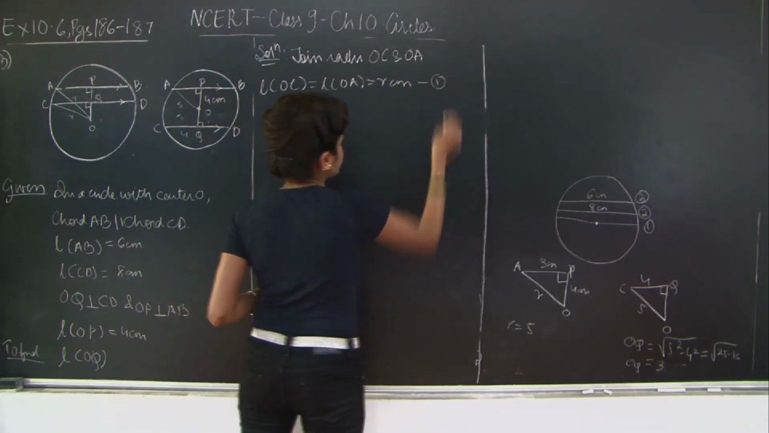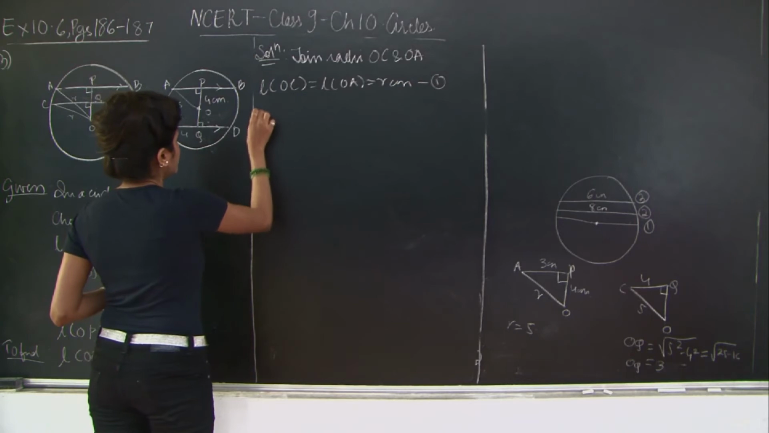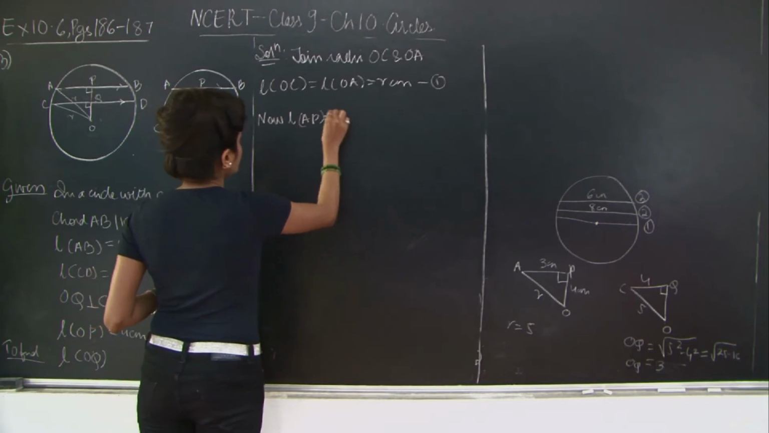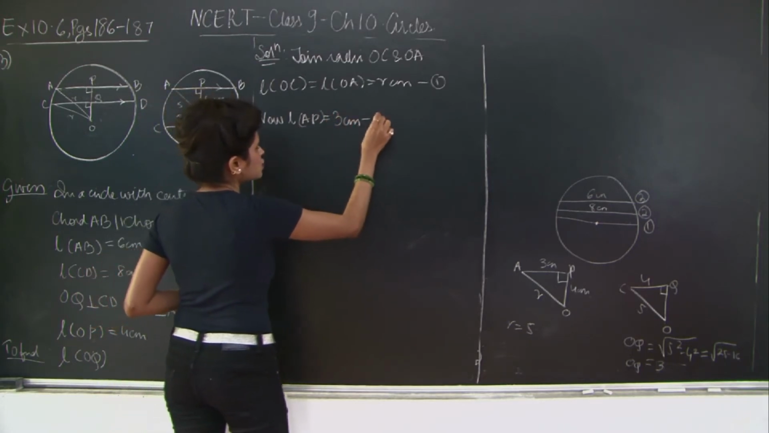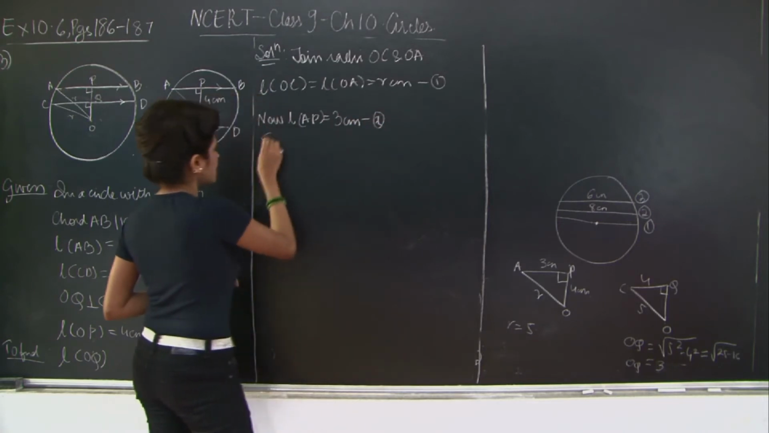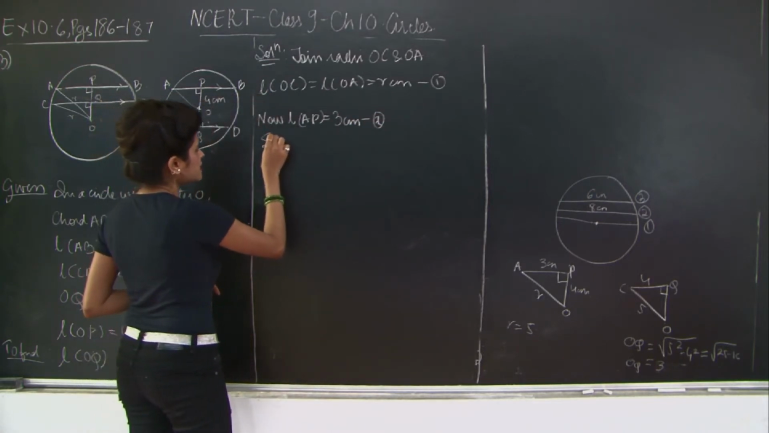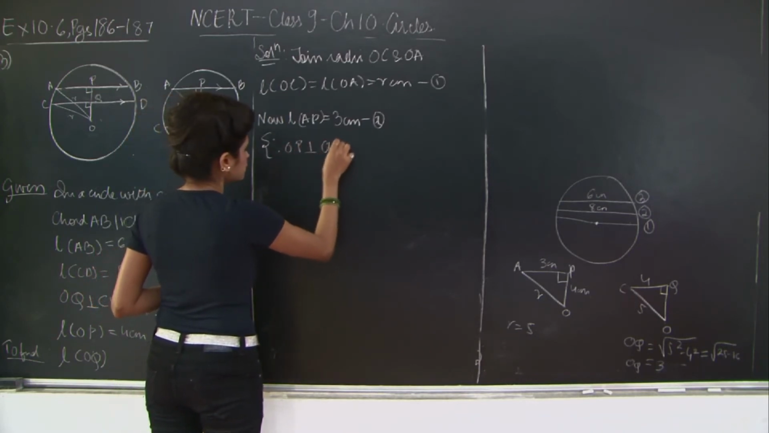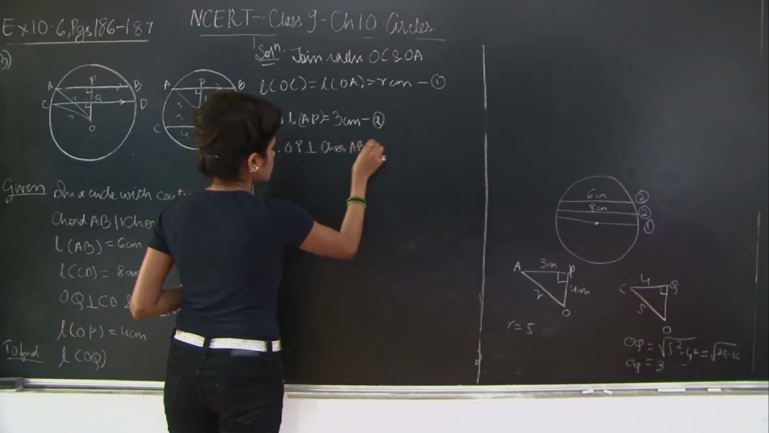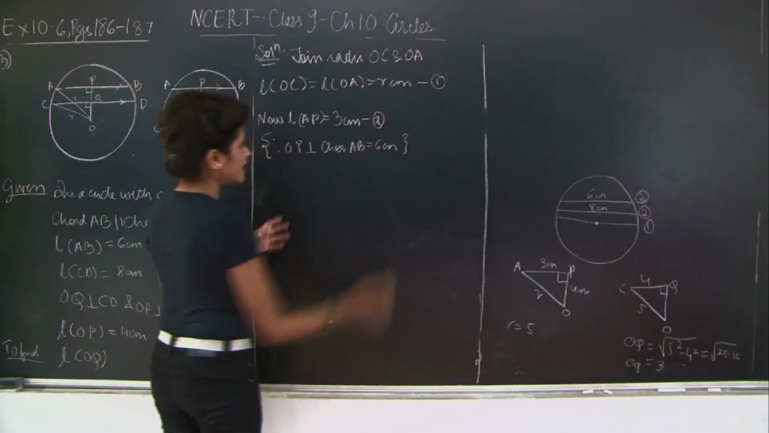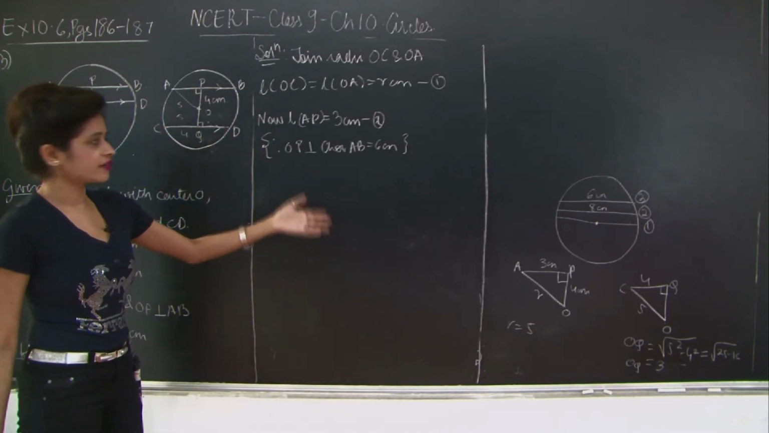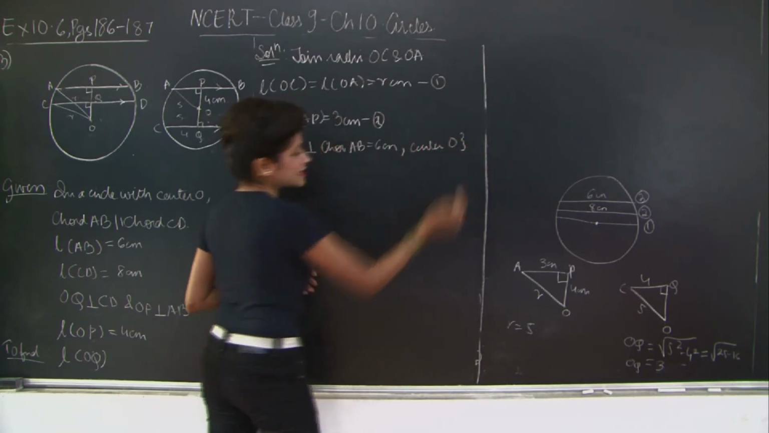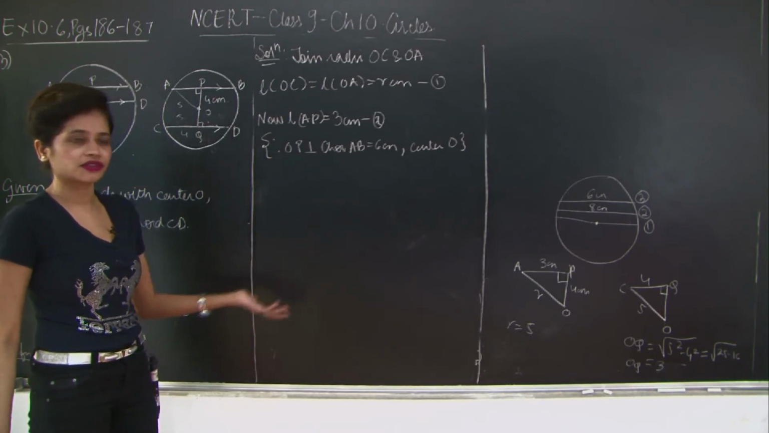I'll mark this as 1. Right? Now, length of AP is equal to 3 centimeters. I'll mark this as 2 because I'm writing the reason below. So, since OP is perpendicular to chord AB equal to 6 centimeters, by now we know that the perpendicular drawn from the center of the circle to the chord bisects the chord. So, even over here you can say center O. This is self-explanatory and you can write theorem 10.8 for reference if you remember.